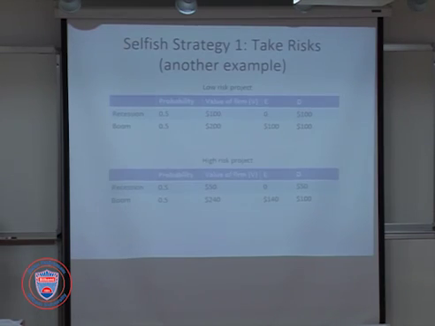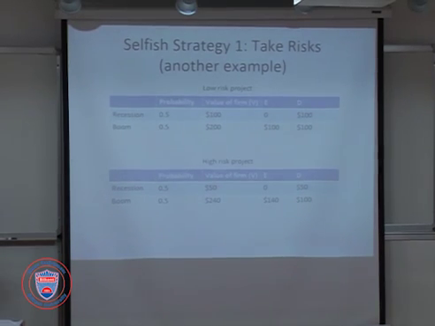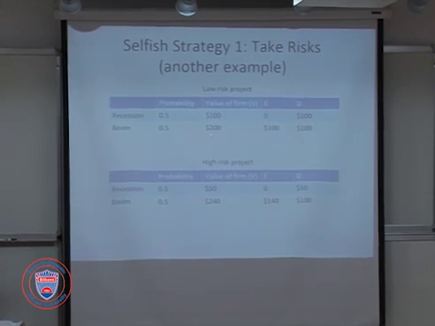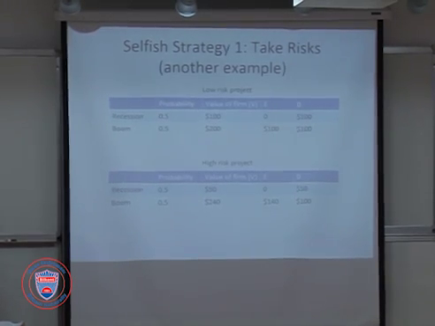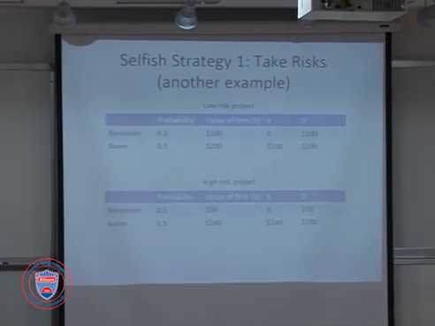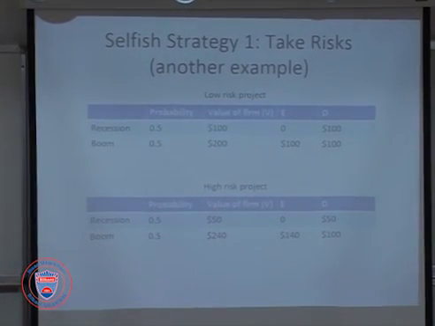I have another example. This is from one of your books. Here we have two projects. One is low risk, the other one is high risk. In both cases, you have a 50% chance of a recession and a 50% chance of a boom market. So if a recession happens, the low risk project will bring you $100. In the boom case, it's going to bring 200. And here, oh, I forgot, you got $100 from debt holders. I forgot to say that.